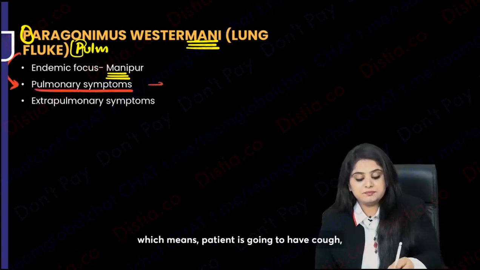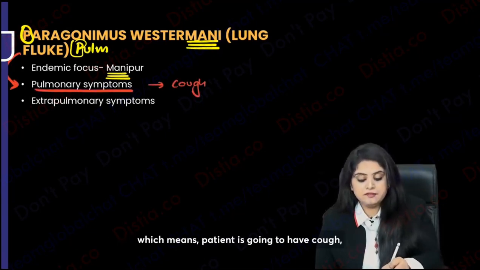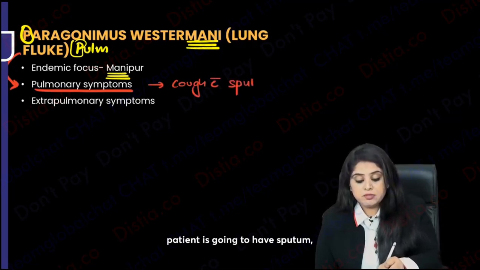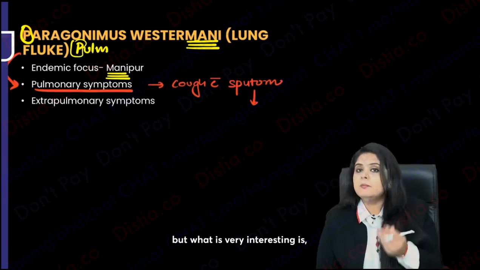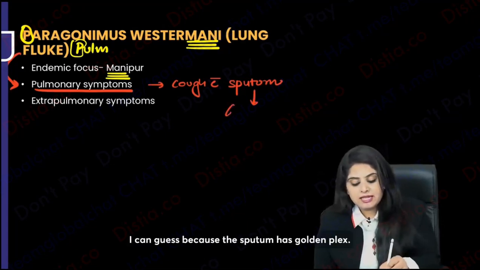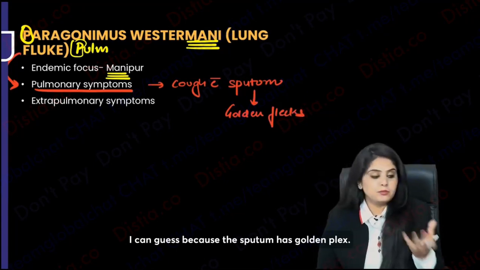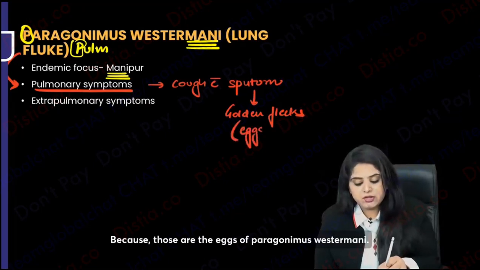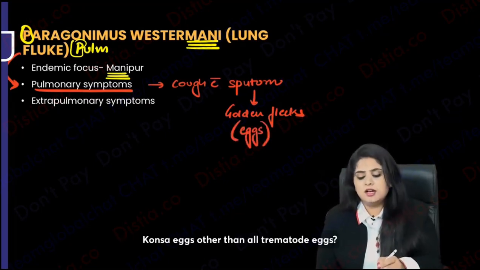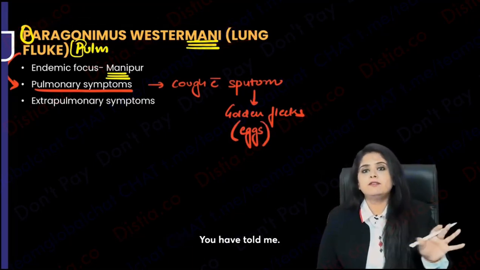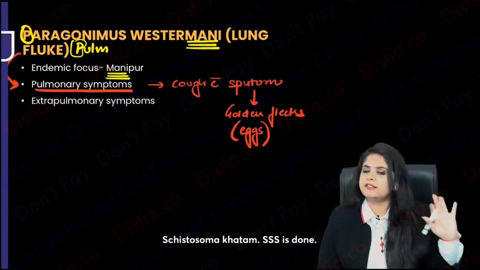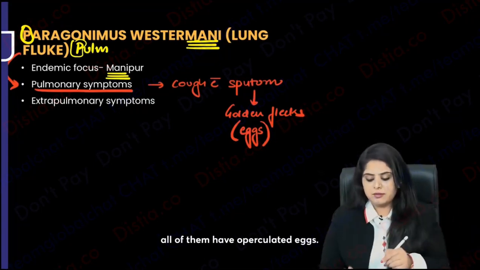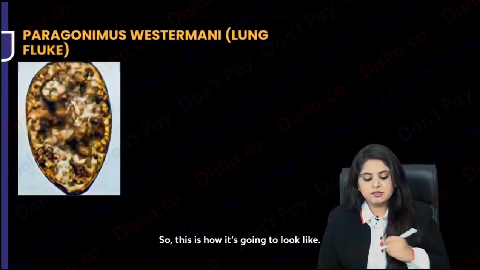symptoms, which means the patient is going to have cough, the patient is going to have sputum. But what is very interesting is, by looking at the sputum only, I can kind of guess, because the sputum has golden flecks. Sputum sample will have golden color dots. Why? Because those are the eggs of Paragonimus westermani. Which egg? Ma'am, you have told me about all trematodes' eggs, now schistosoma is finished, SSS is done, come to all the others, all of them have operculated eggs. So this is how it's going to look like.